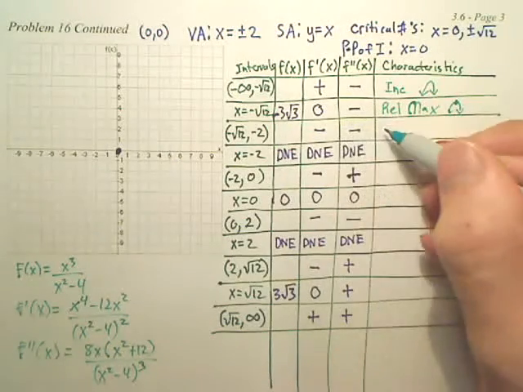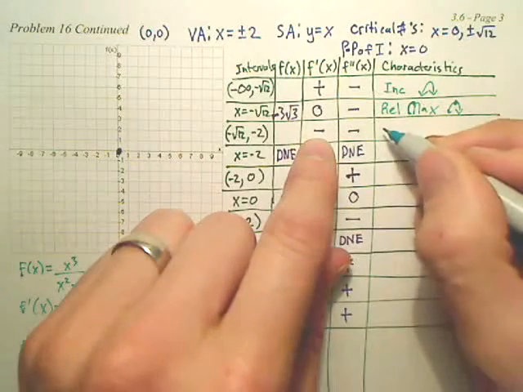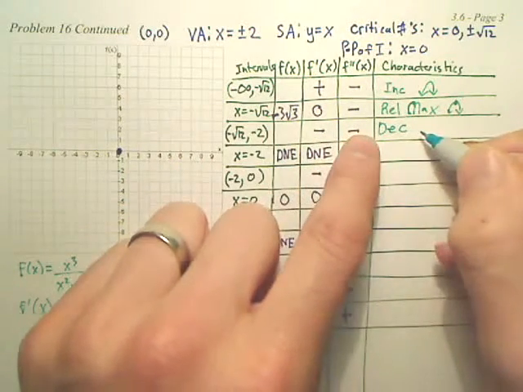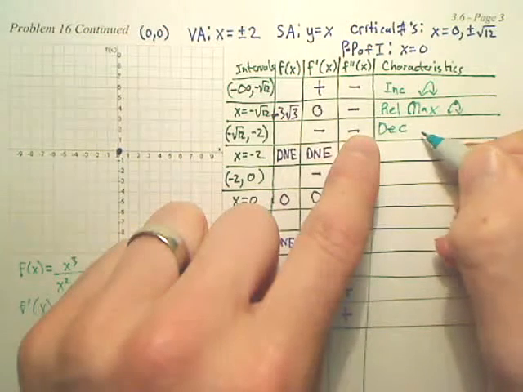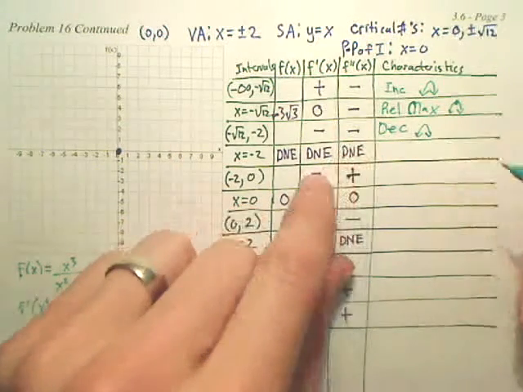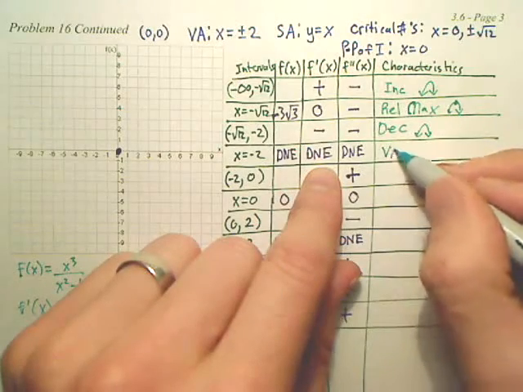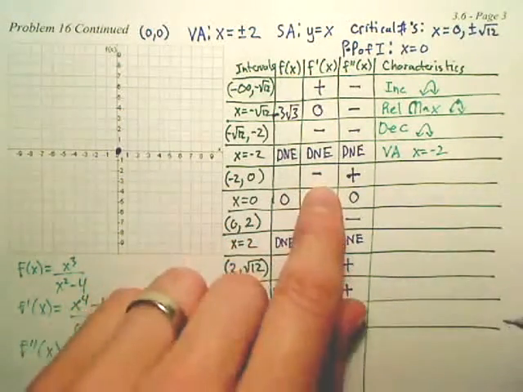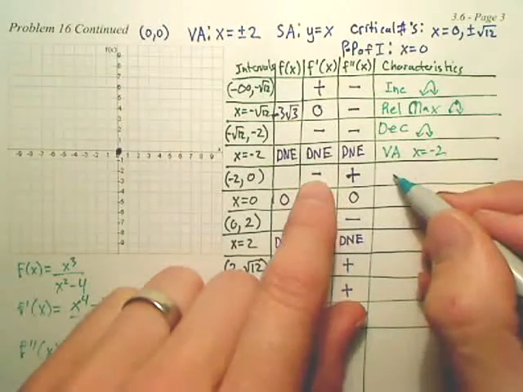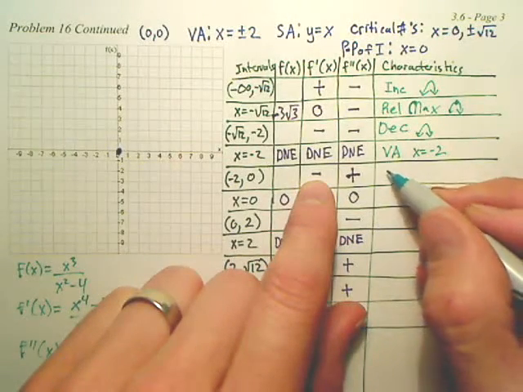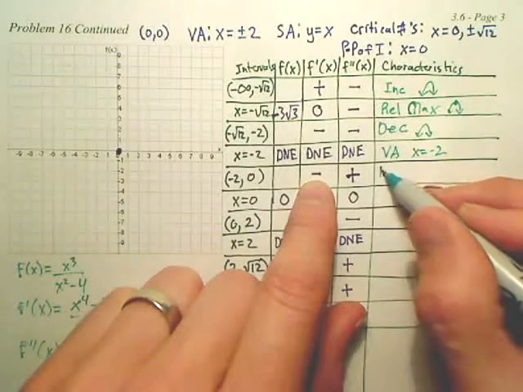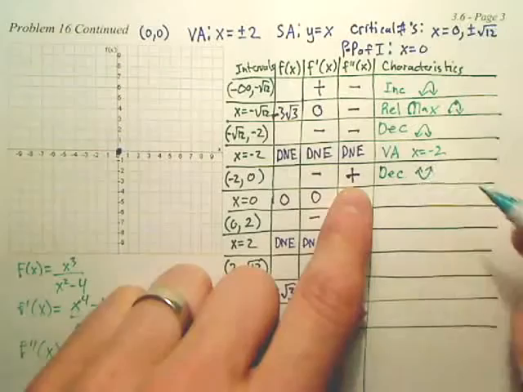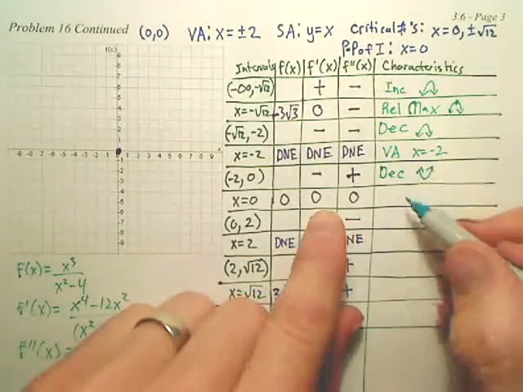Okay, negative means what? Negative means decreasing. Negative here means what? Happy or sad? Sad. Here it's a vertical asymptote. X equals negative 2. Here, decreasing or increasing? Decreasing. And it's, oh, it got happy. Got a happiness.